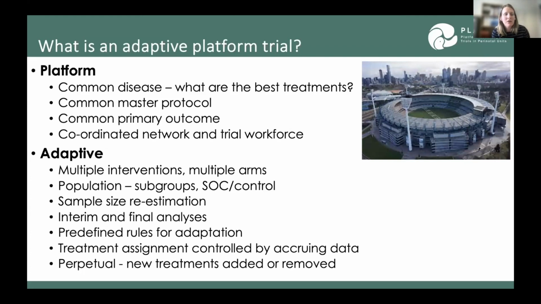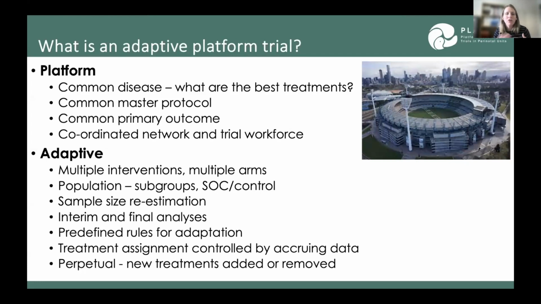But that ability to adapt is also very important. So you can look at multiple interventions. You can look at multiple arms within those multiple interventions. You can look at different populations over time, depending on what your question is. And so that can be different subgroups, and it can be different standard of care or control groups. You re-estimate your sample size as you go on, because that gives you information about what you're actually learning during the trial, rather than using a sample size that you came up with 5 years ago and hope still stands true. And you do this by looking at multiple different time points and analysing as you go, as well as with your final analysis. As I say, everything's all defined before you start.